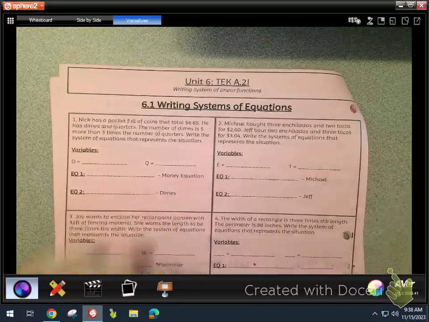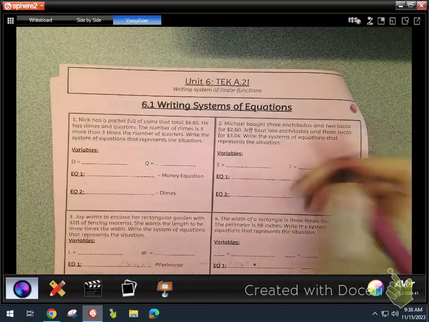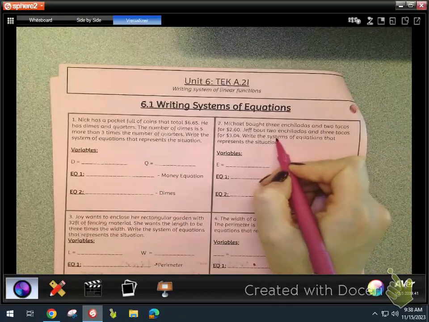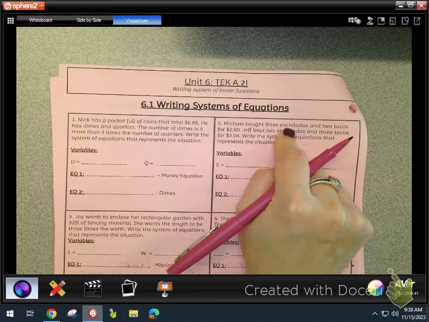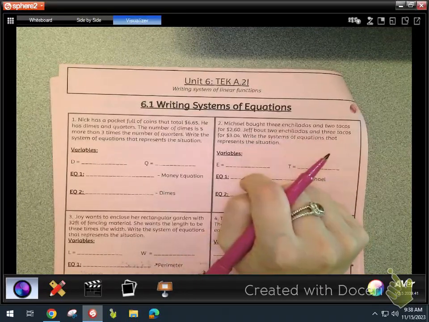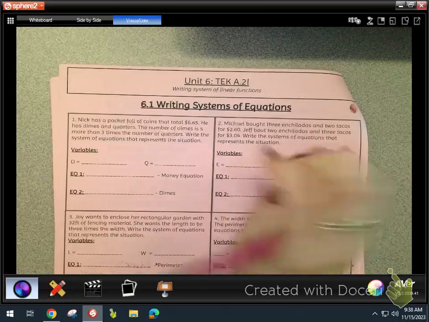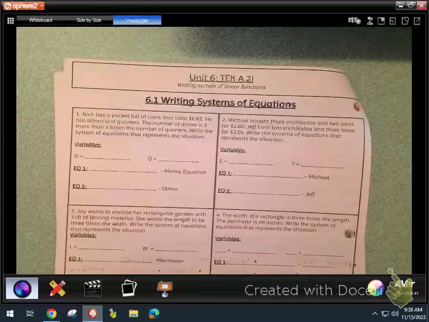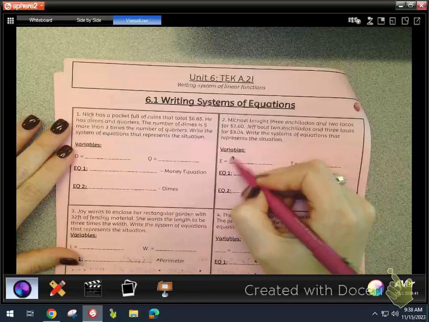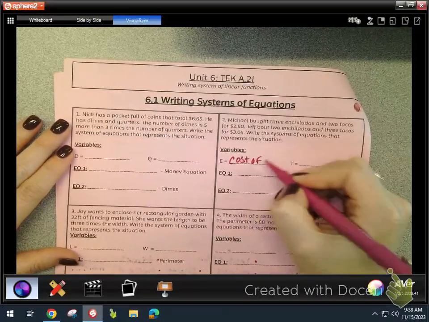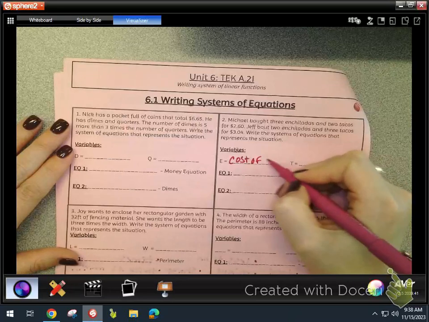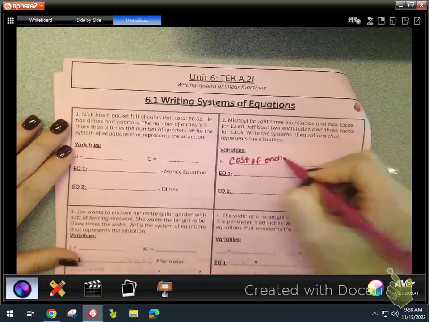So what is E going to represent? Now it's not just the number of enchiladas because I know how many enchiladas they bought. What is this going to be? What do we not know? What are we looking for? The overall money. The cost of the enchiladas. Price or cost of enchiladas. I'm going to have to abbreviate here.